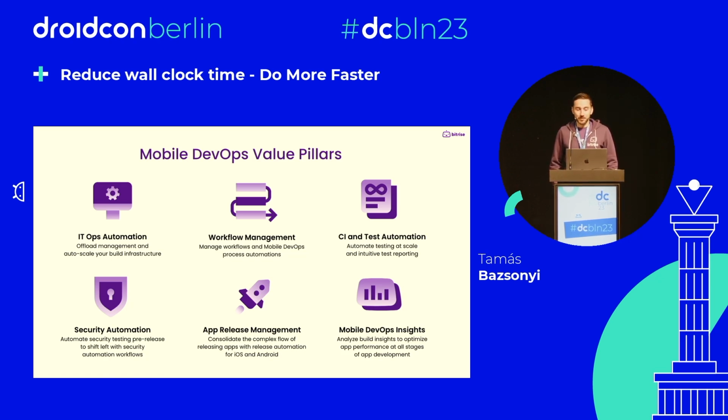The next one is app release management, basically ensuring that you have the same processes in place and well-defined processes to releasing to the different stores, for the Play Store, for the Apple Store. And the last one is Mobile DevOps Insights, basically enabling you to make sure that you know what is taking longer, what impact your code changes have to your CI/CD flows, and how these also impact your development processes.